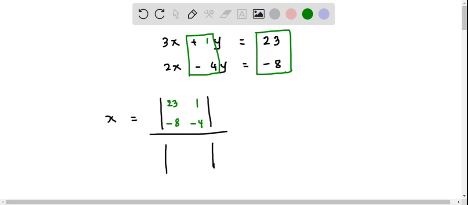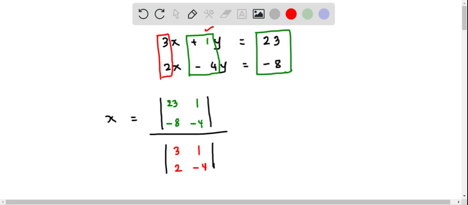This one is basically 1 here. And in the bottom determinant, we use the column of the x coefficients as well as the y coefficients. So first I put these numbers 3 and 2. So here I put 3 and 2. And then I put these coefficients of 1 and negative 4 as a column over here. So here we have two determinants, the top one and the bottom one.